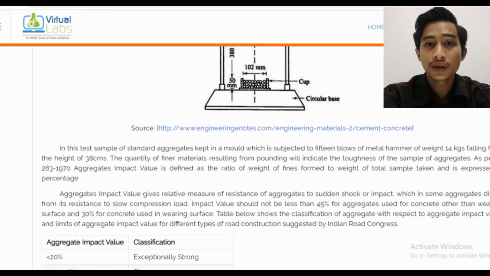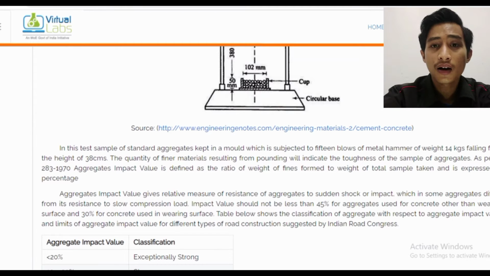Aggregate impact value gives a relative measure of resistance of aggregate to sudden shock or impact, which in some aggregate differs from its resistance to slow compression load. Impact value should not be less than 45% for aggregate used for concrete other than wearing surface and 30% for concrete used in wearing surface. The table below shows the classification of aggregate with respect to aggregate impact value and limit of aggregate impact value for different types of road construction suggested by Indian Road Congress.